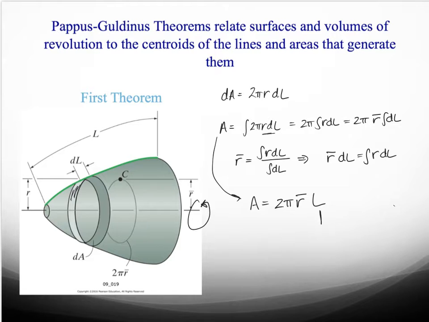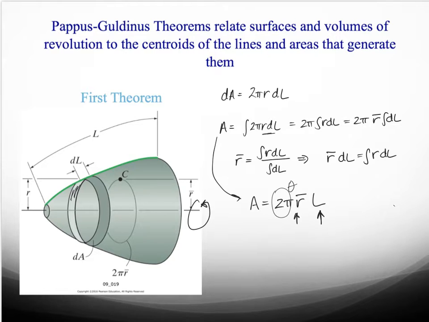All we would need to know is the length of the line, the centroid of the line, and then if we rotate it through a complete circle, this is actually our angle theta, how much we've rotated it through. When we go the whole way around, it's 2 pi. And so that's the first theorem, relating the area to the centroid of the line.